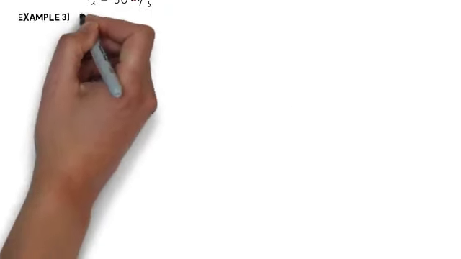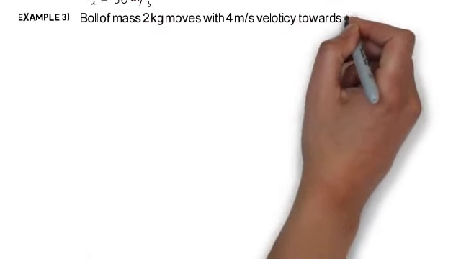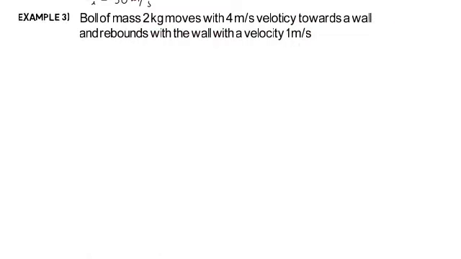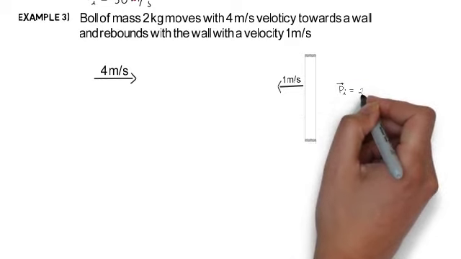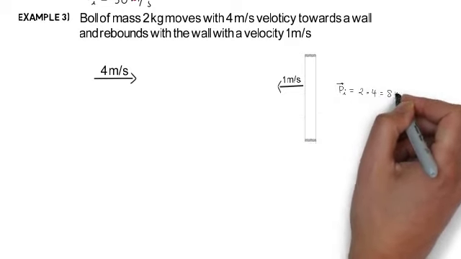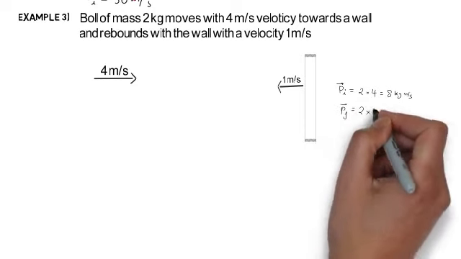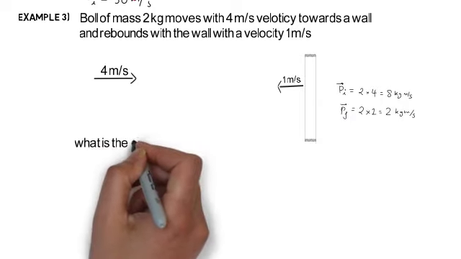Next, example 3. A ball of mass 2 kg moves with 4 meter per second velocity towards a wall and rebounds from the wall with a velocity of 1 meter per second. Such collisions are called inelastic collisions. The momentum of a body is defined as mass into velocity. So the initial momentum of the body will be equal to 2 into 4, 8 kg meter per second towards right. And the final momentum of the ball will be equal to 2 into 1, 2 kg meter per second towards left. The question is, what is the change in momentum?